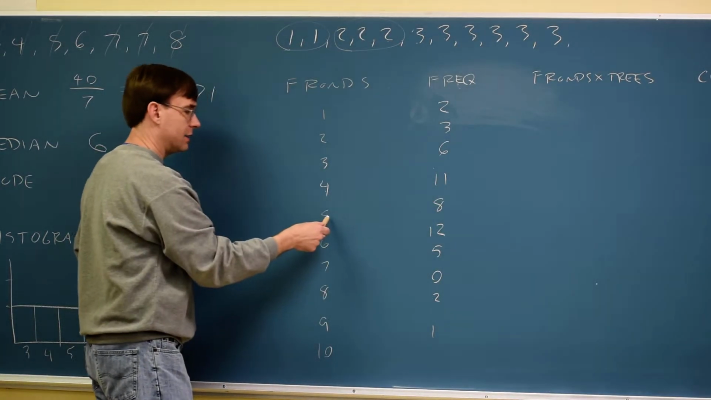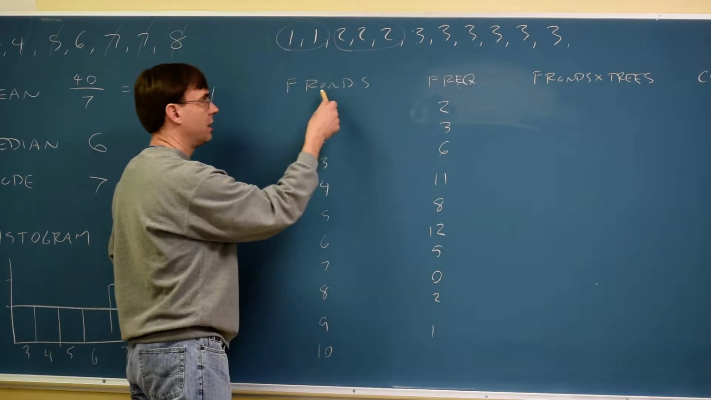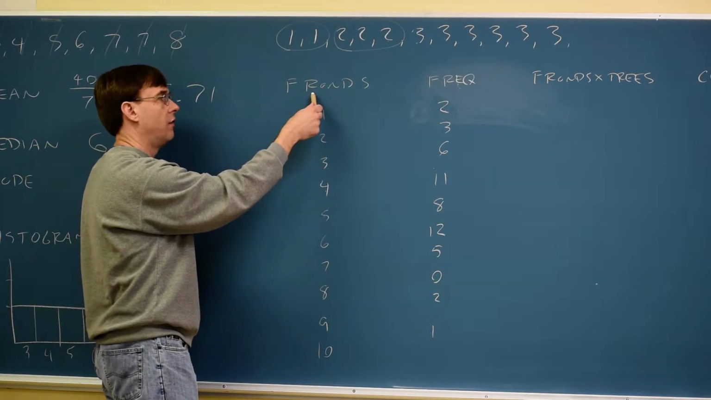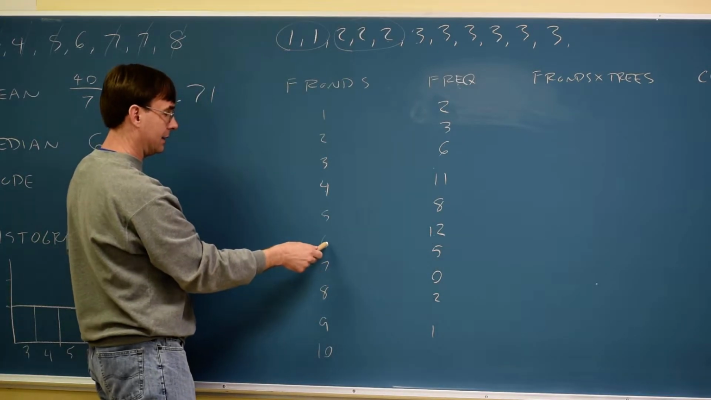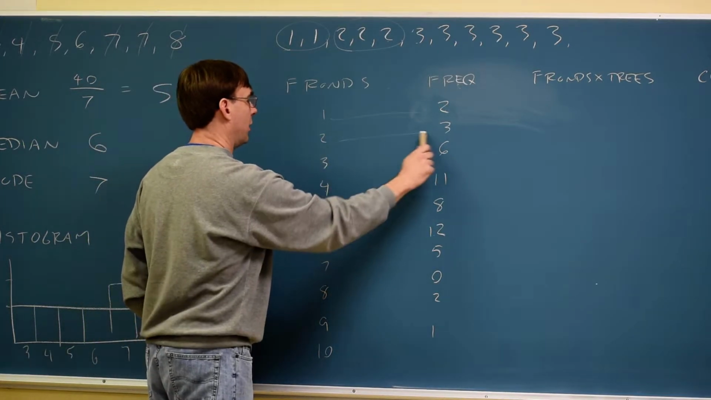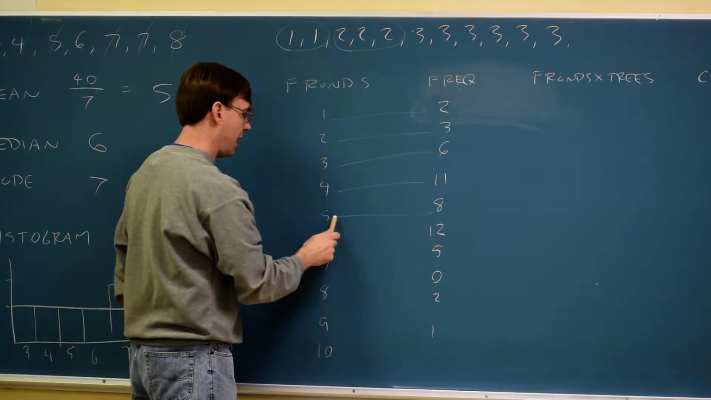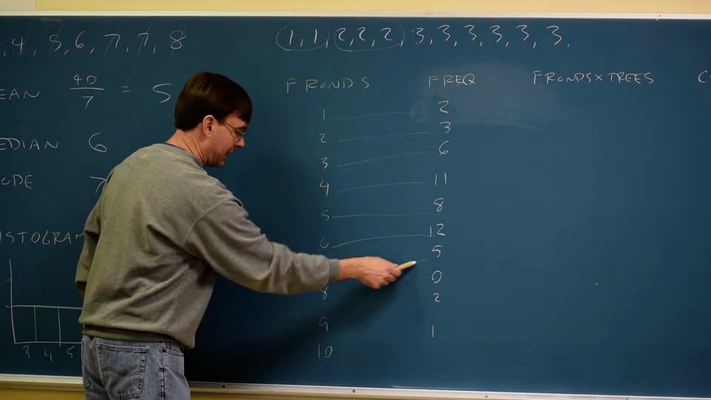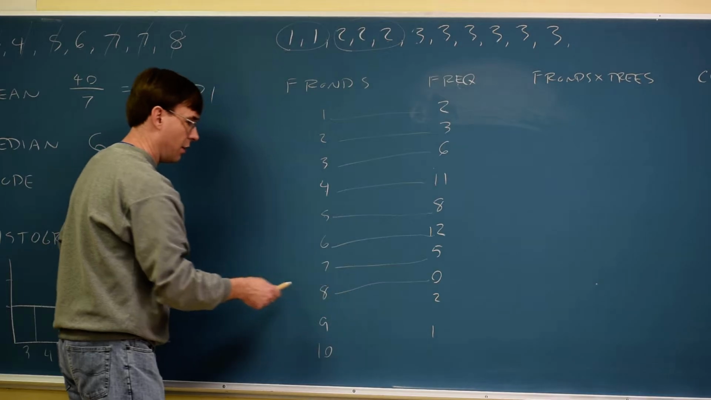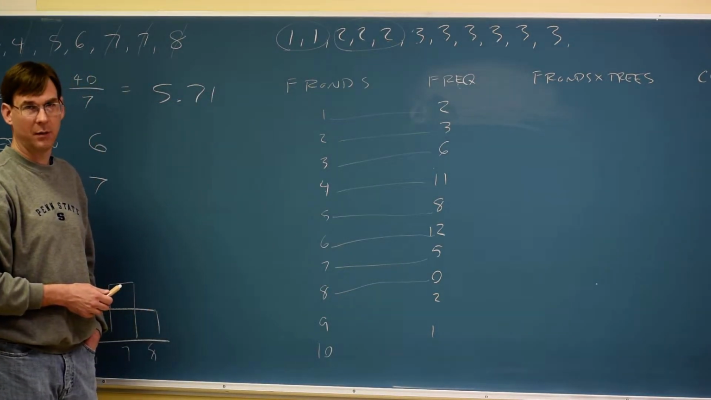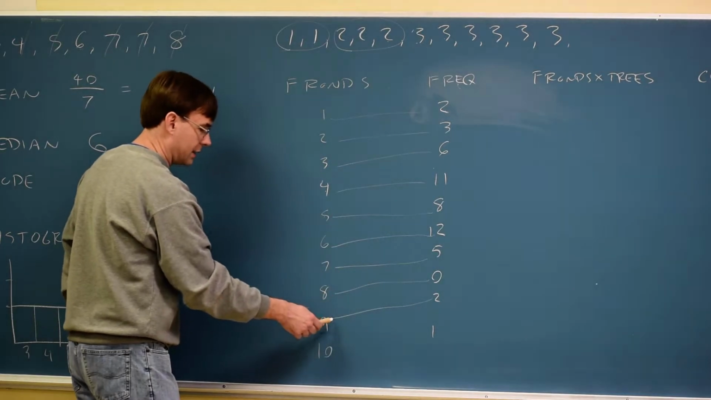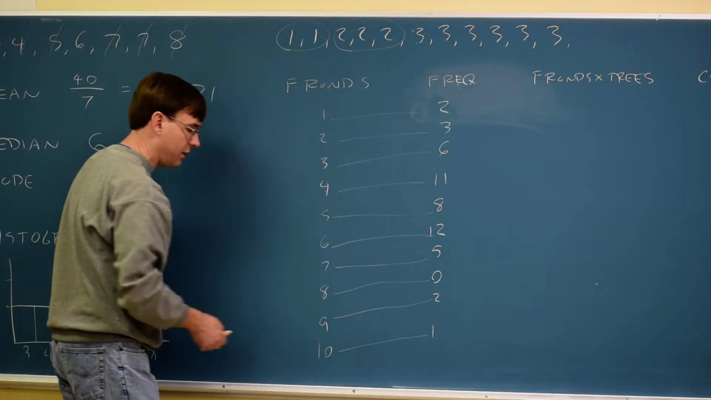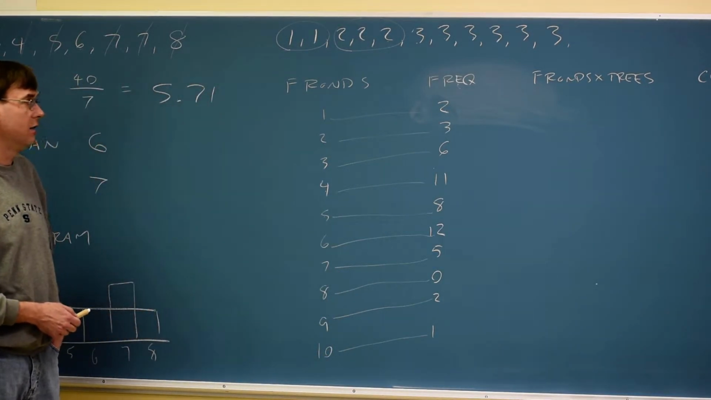There's 8 trees that had 5 leaves, and the leaves they're calling fronds, F-R-O-N-D-S. 8 with 5, 12 had 6, 5 had 7. There are no trees with 8 leaves, so if somebody shows up and wants an 8-leaf tree, they're out of luck. There's 2 trees that had 9, and the one leafiest tree had 10 leaves on it.